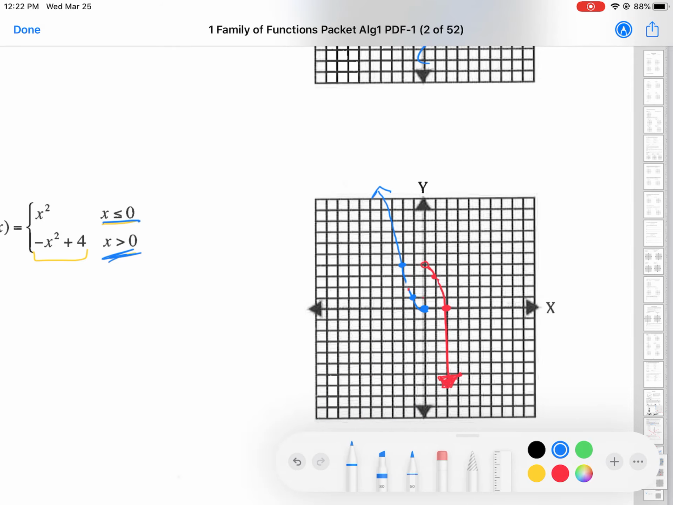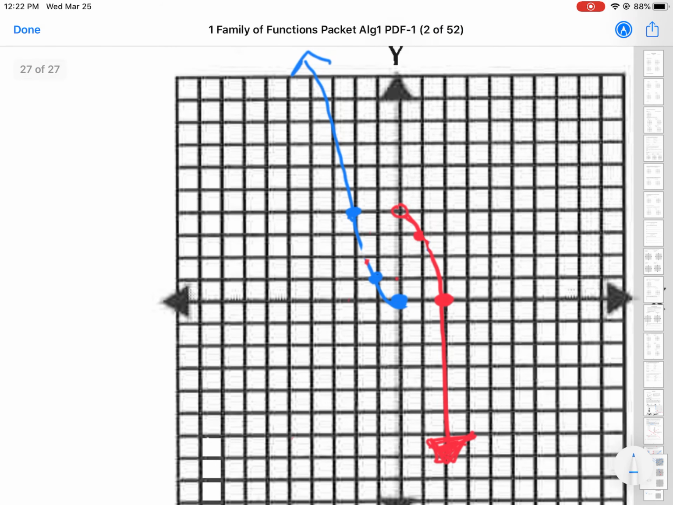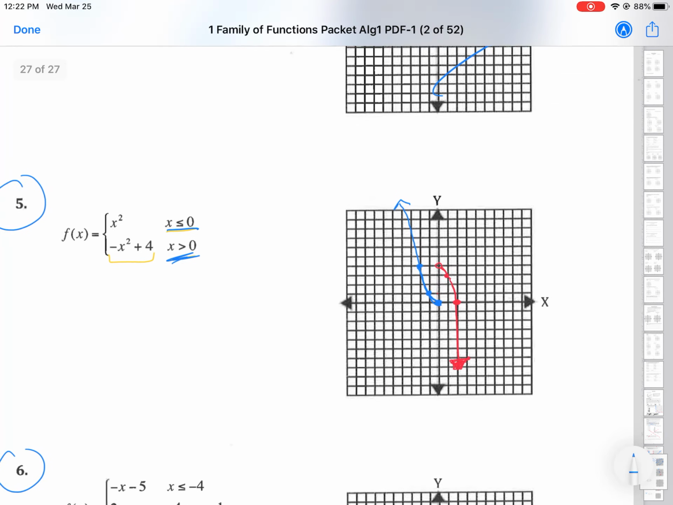Yes, a little weird, a little different, but hey, we're getting into some in-depth content right now with algebra, so it's going to get a little bit more abstract, less concrete. But don't worry, you got this.